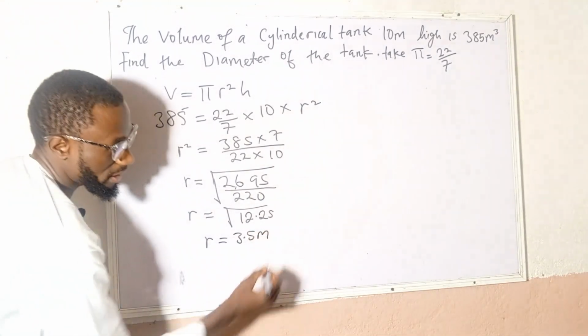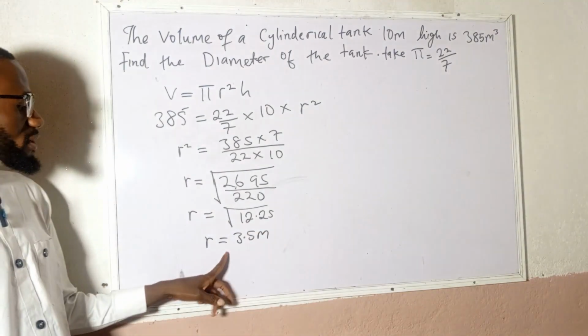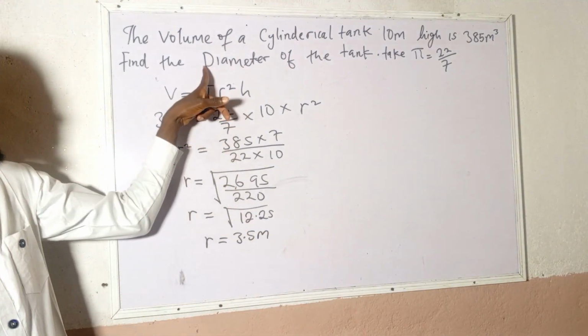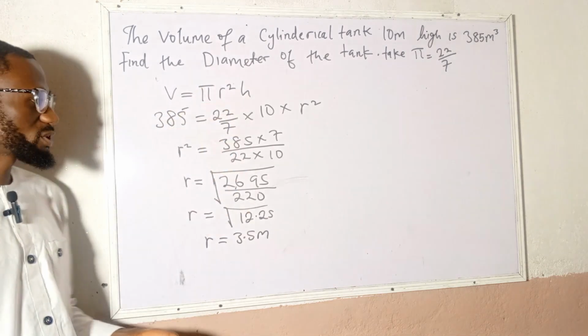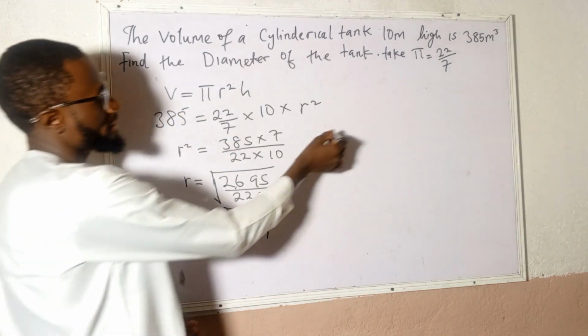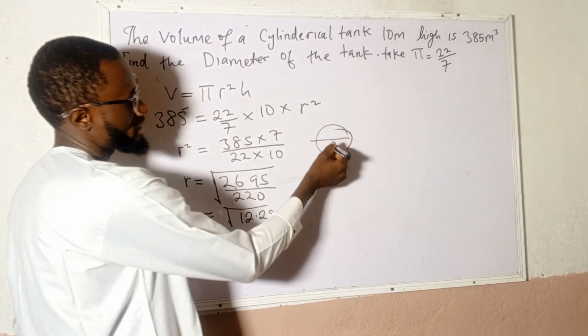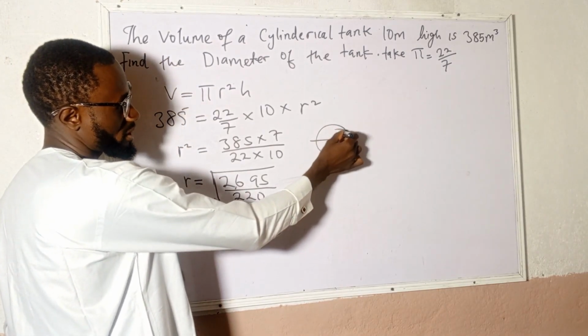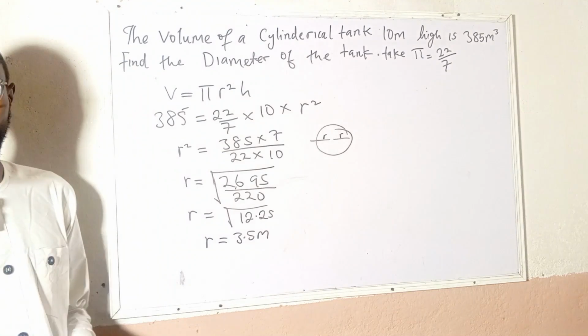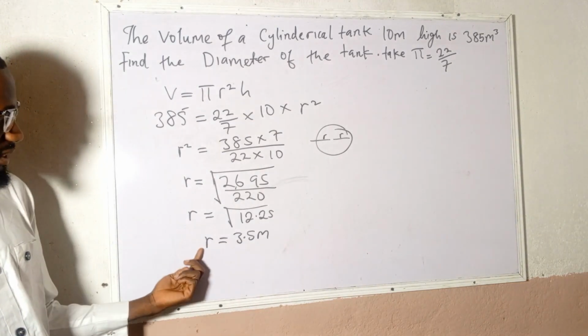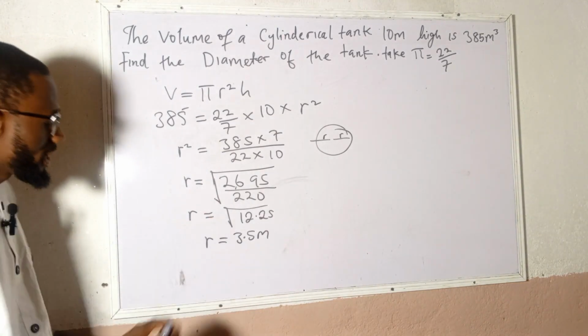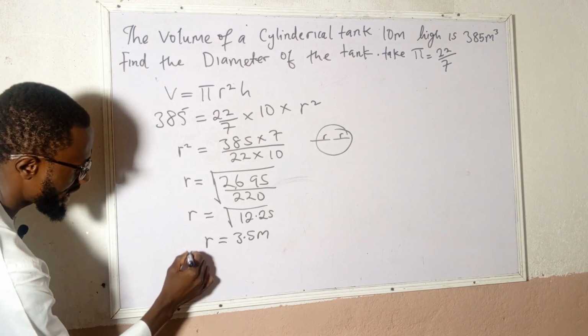3.5 meter. Since we are looking for the diameter, we asked to calculate the diameter, we get the radius. You know, the radius is half of the diameter. Half of the diameter is the radius. If here is a radius, here is a radius in a normal circle, then the diameter is 2 times the radius. Therefore, we have the diameter.